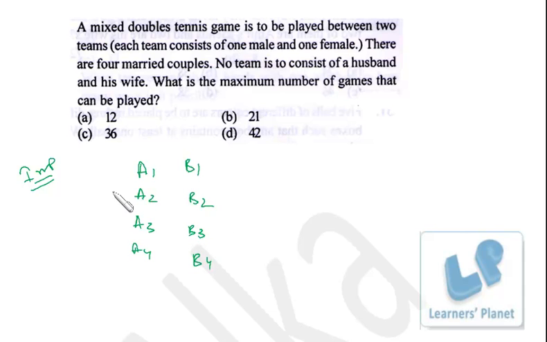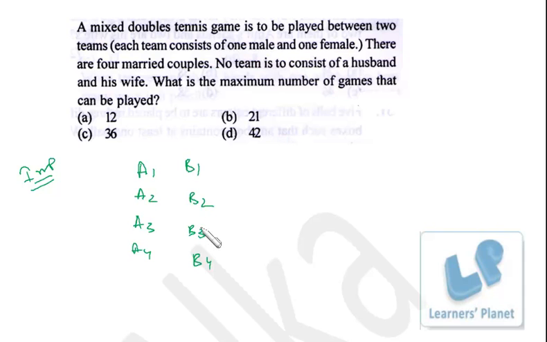Now what is happening over here? No team can be formed as A1-B1, A2-B2, A3-B3, A4-B4. Remaining all are the valid combinations. That is, A4-B3 is valid, A4-B2 is valid, A4-B1 is valid, right? So this is precisely, we have to arrange all these B1, B2, B3, B4 such that no one occupies its original position. That means B1 should not come here. All other positions are valid.